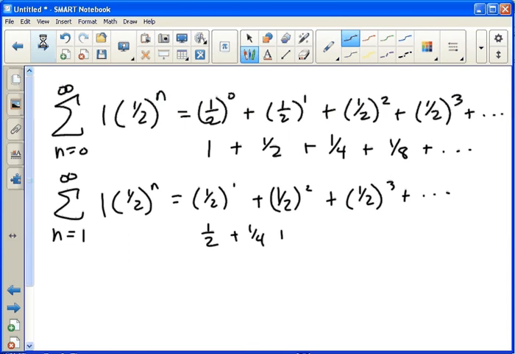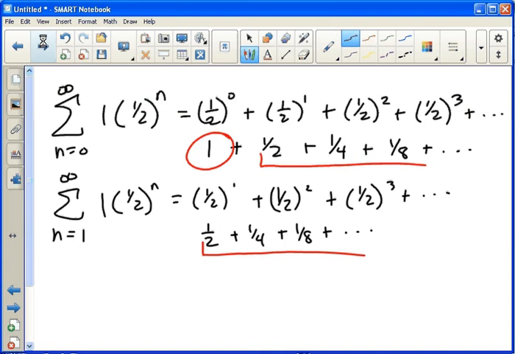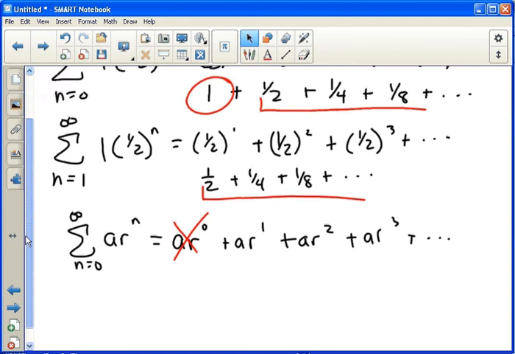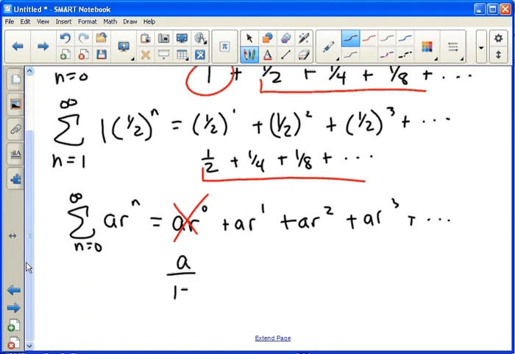So if you notice, from 1/2 on, these are identical. But the one that starts at 0 has an extra term. Because if you think about the geometric series in general, its terms are a times r to the 0 plus a times r to the first plus a times r squared plus a times r cubed, and so on. So what happens when we start at 1 is we miss this first term. So we can still use a over 1 minus r if we then subtract a times r to the 0, which, if you notice, is just a. But we've eliminated that first term.